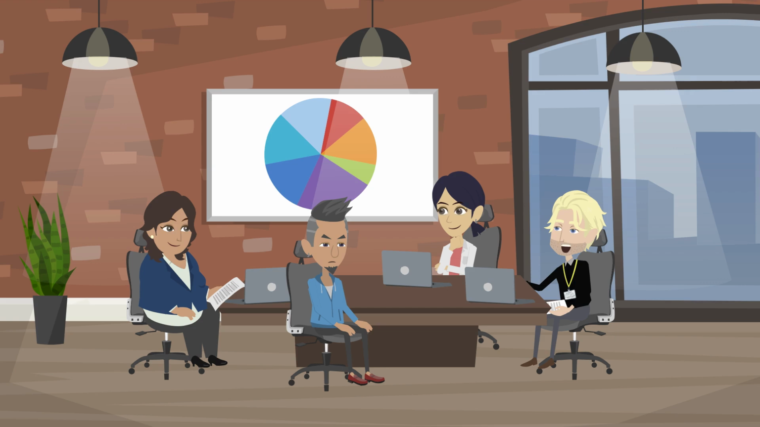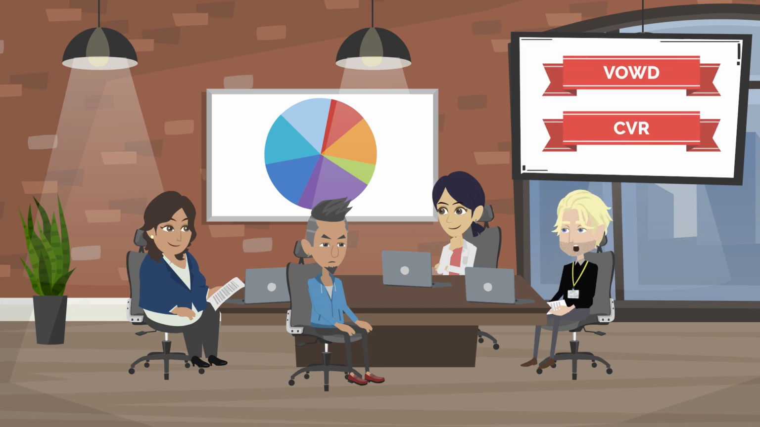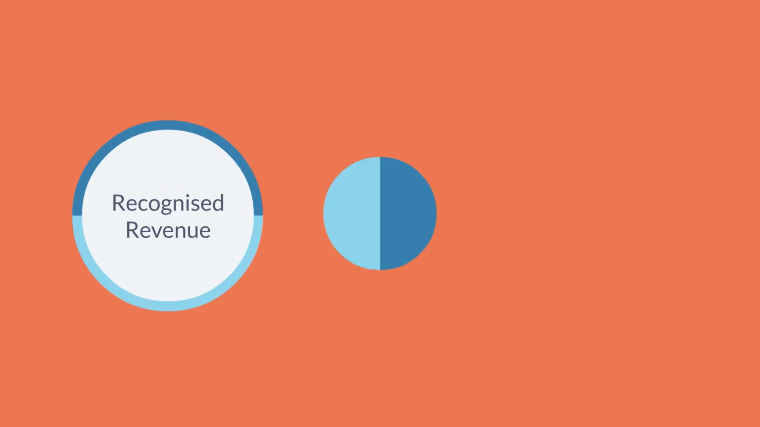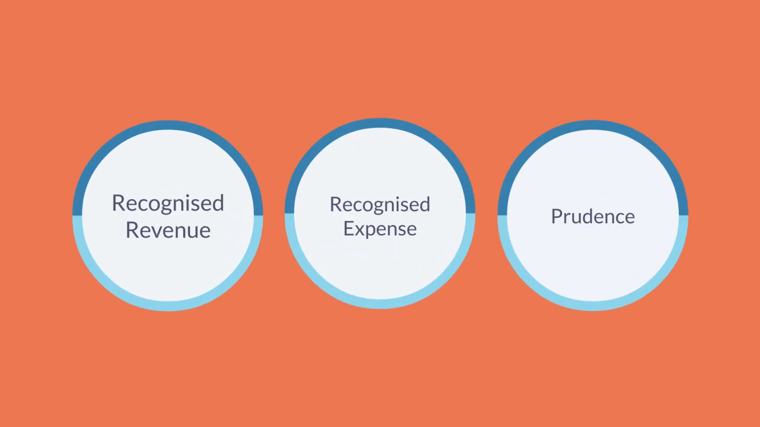accounting standards. We will cover three concepts within FRS 102 that are particularly relevant to quantity surveyors, as they come into play in financial reporting through value of work done and cost-value reconciliation. These are recognised revenue, recognised expense, and prudence.